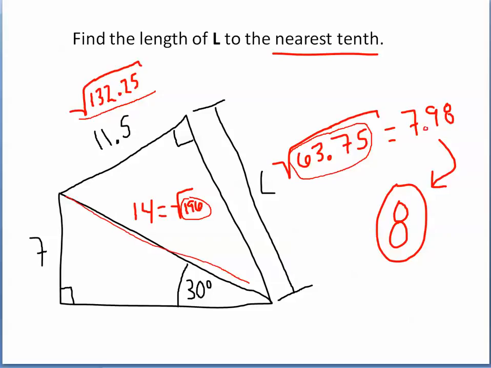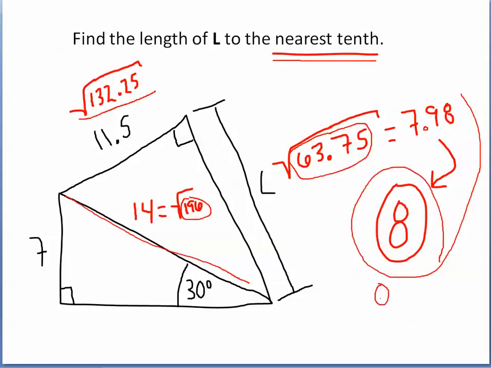But the question was to the nearest tenth, which means that the answer becomes 8. And not only does it become 8, but I've messed up a little bit here when I was still setting this up. The correct answer would actually be 8.0, because that's the nearest tenth.